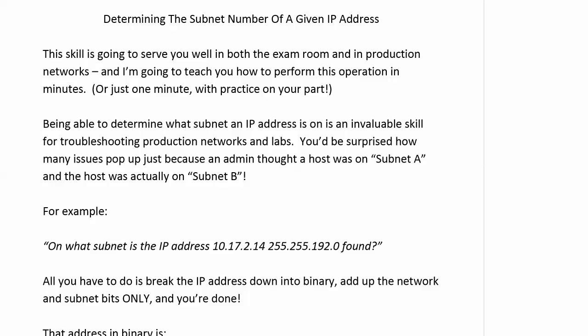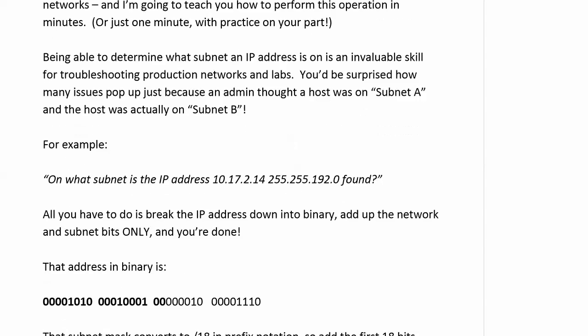So for example, let's look at one example of this, and then we're going to work through 5 of them on the board, so make sure you have something to work with. On what subnet is the IP address 10.17.214.0 with mask 255.255.192.0 found? It's one of those long-winded dotted decimal masks. Well, all you've got to do to solve this is break the IP address down into binary, add up the network and subnet bits only, and you're done. That's it. Let me show you exactly what I mean. Then we'll go through some examples.